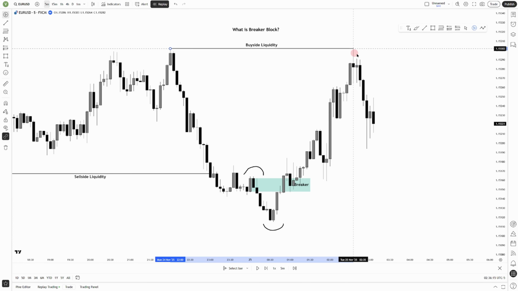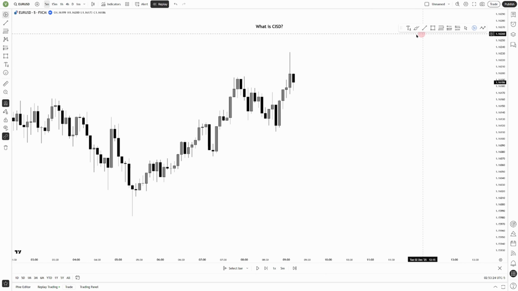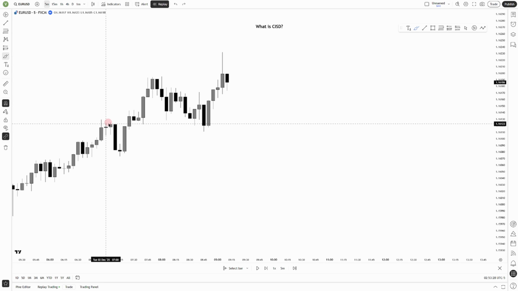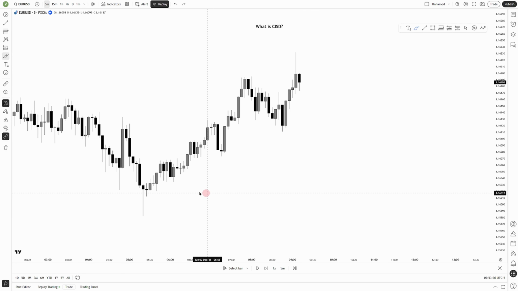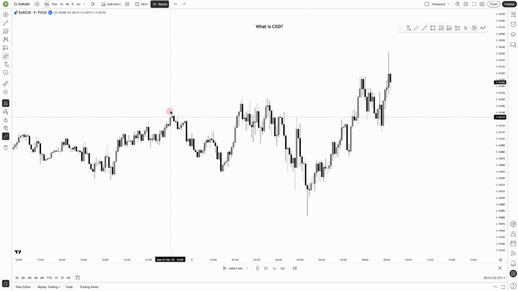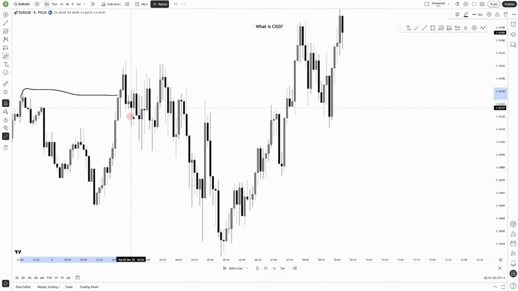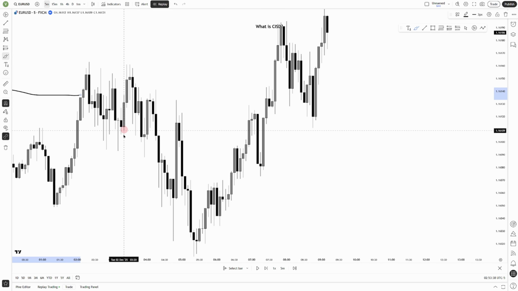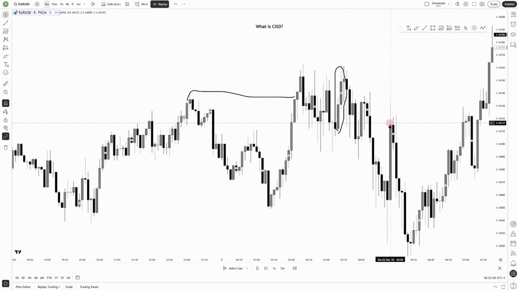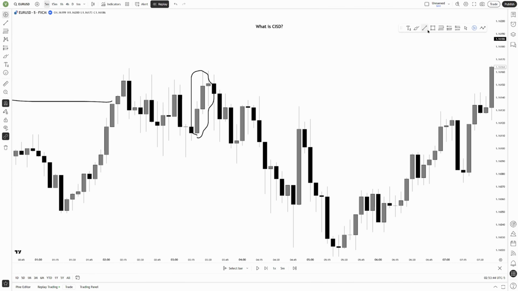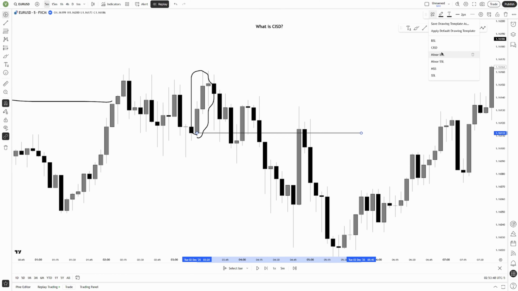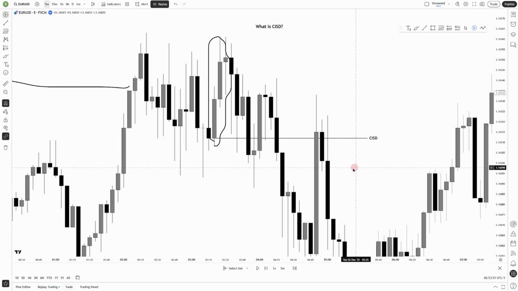So what is change in state of delivery? A change in state of delivery shows that the order flow has shifted from one direction to the other. How does it look? After a buy-side liquidity sweep, the bias is always bearish. So look here. Can you see these two bullish candles? When price closes below the body of these two bullish candles, that creates a change in state of delivery, and after that, price continues in its direction.